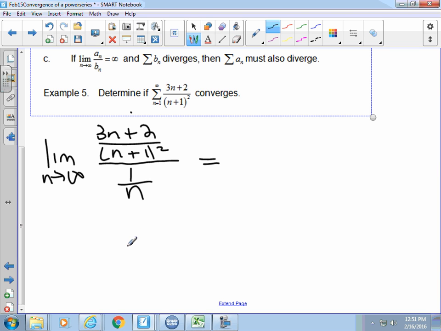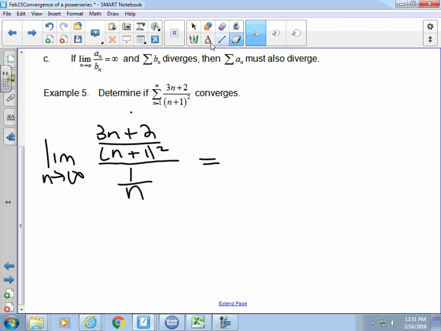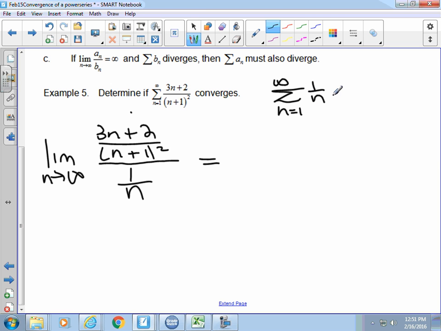Now, before I compare these, I need to know: does 1 over n converge or diverge to begin with? It does diverge. How do I know? What does it do?